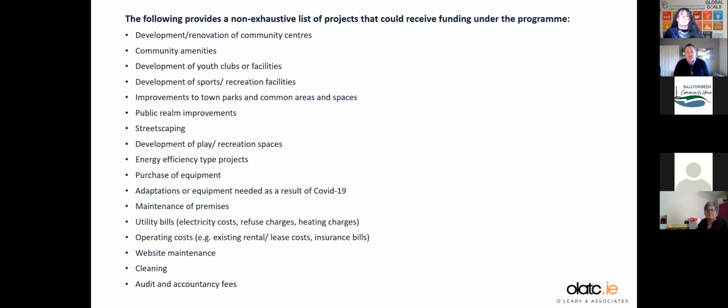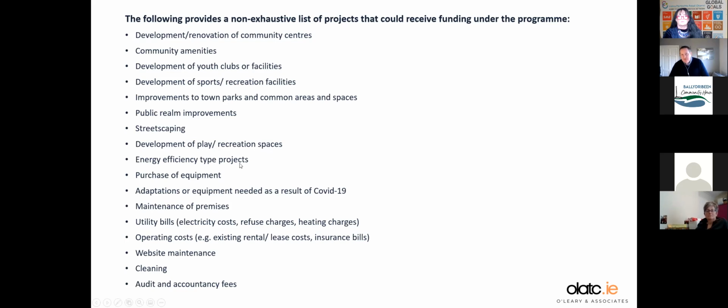Basically the type of projects that the Community Activity Fund would support. Again, development and renovation of community centres. There are lots of community buildings out there that need money big time. Community amenities, any youth club or facilities, development of sports and recreation facilities, improving town parks, common areas, public realm improvements. So if you've got a village centre and works need to be done on, say, street furniture, lighting, improvements to footpaths, etc. Streetscapes, development of play recreation spaces, energy efficiency projects.